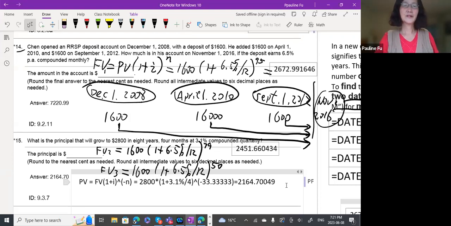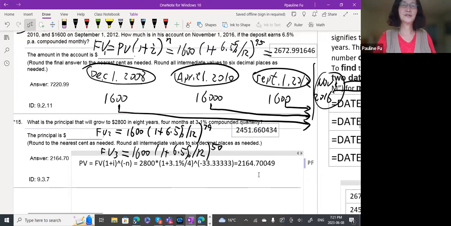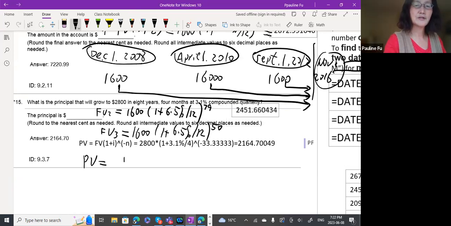Questions? Okay, shall we move on to question 15? Question 15. What is the principal that will grow to 2,800 in 8 years, 4 months at 3.1% compounded quarterly? And for this one, you are asked to calculate principal, means what is the present value? Present value equal to future value over 1 plus i raised to power n. Future value is 2,800.